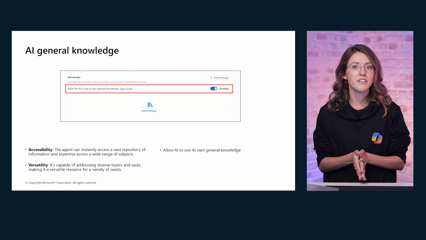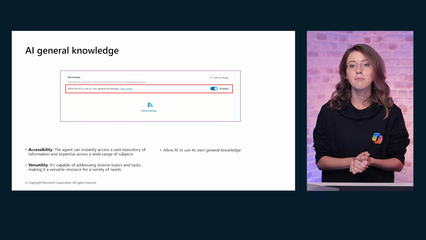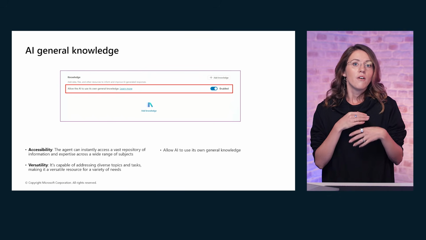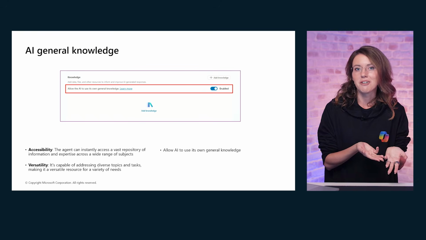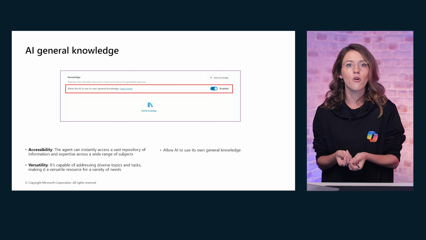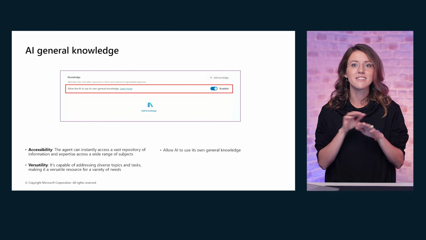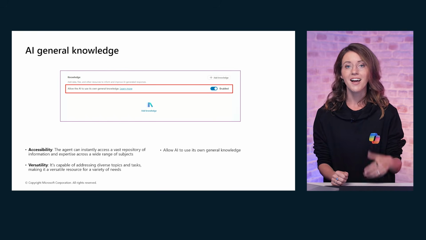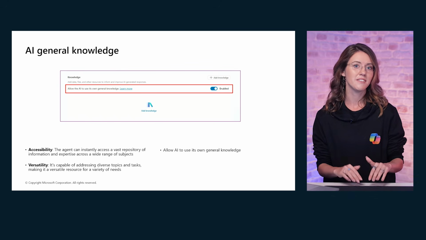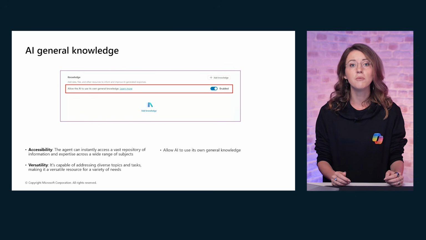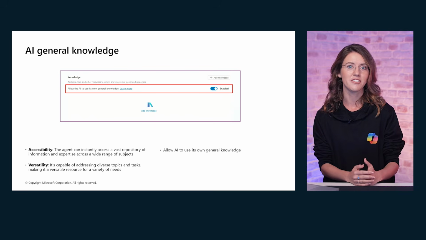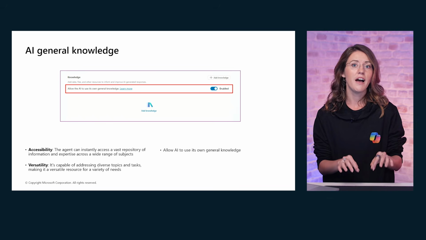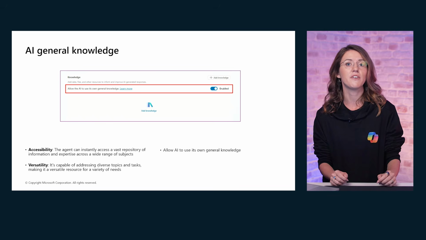With general knowledge enabled, your agent becomes capable of handling diverse topics and tasks. Whether it's answering product questions, offering troubleshooting tips, or providing general guidance, it's a flexible resource that adapts to a variety of needs. Using AI general knowledge in Copilot Studio truly transforms how you build and interact with intelligent agents. Whether you're just getting started or scaling up, this feature helps you to deliver smarter, more responsive agents with ease.